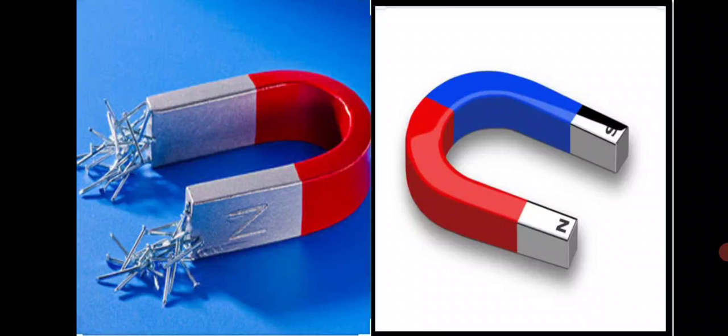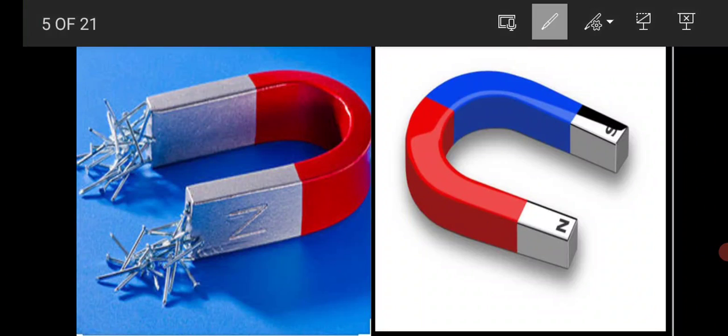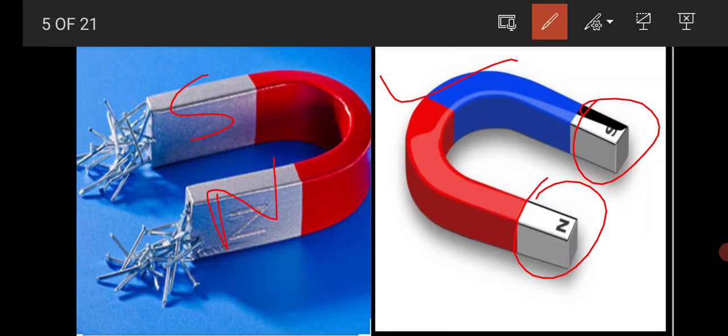And next, in a picture you see that the iron nail is attracted toward both poles. The first one is the north pole and the second one is the south pole. And in a second picture you also see both poles. The first one is the south pole and the second one is the north pole.